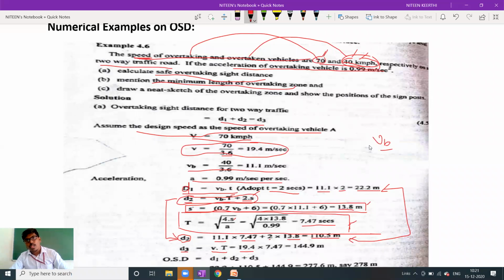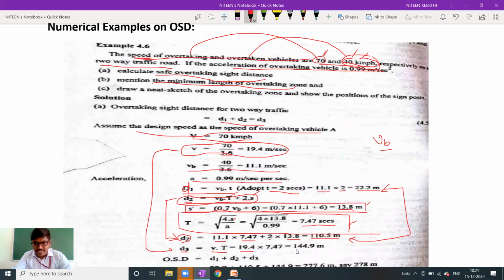So D1 is the component before overtaking, D2 is the component during the process of overtaking, and D3 is after overtaking. That's why in D3 you need to consider the overtaking speed, that is your speed. That same speed will apply for the opposite vehicle coming, that is 70 kmph. You need to use this 70 kmph in D3. Clear? So v into capital T.